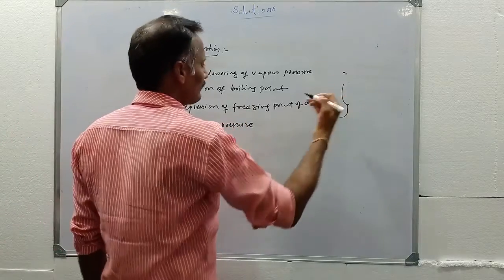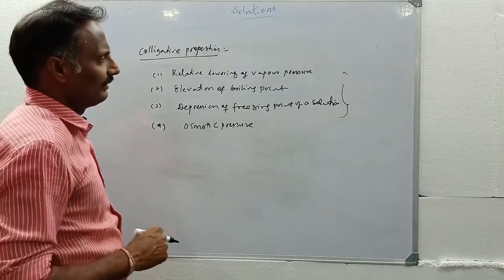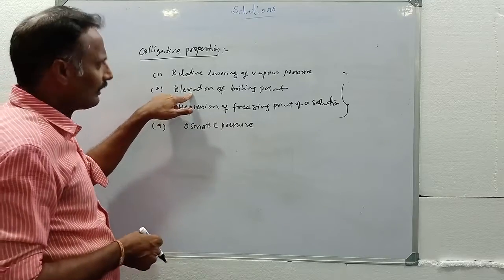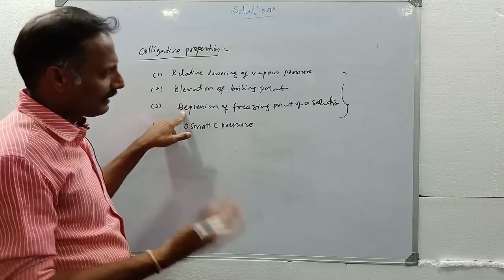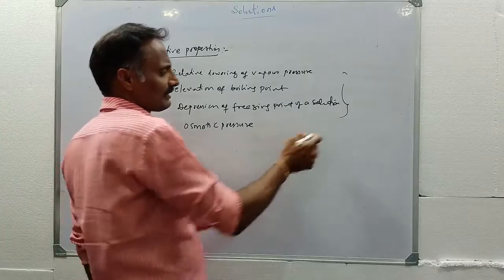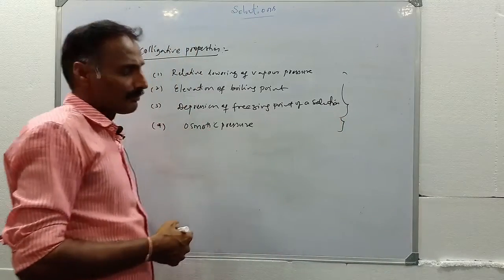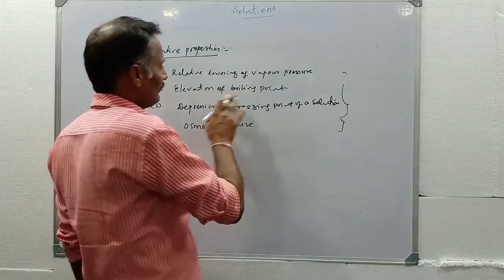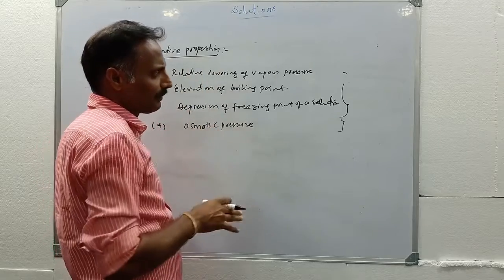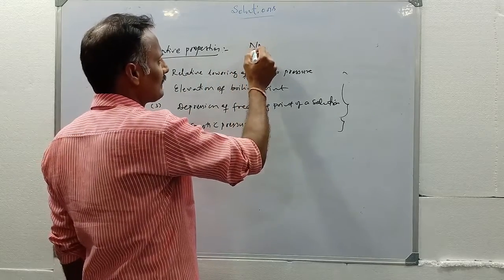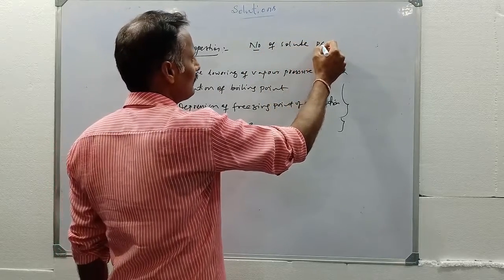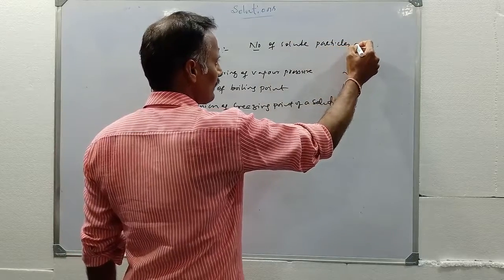These properties, that is, relative lowering of vapor pressure of a solvent, elevation in boiling point of a solution, depression of freezing point of a solution, and osmotic pressure of a solution, depend on the lowering of vapor pressure. These four properties are called colligative properties, since colligative properties are those which depend upon the number of solute particles present in the solution.